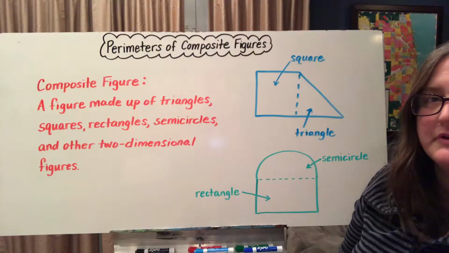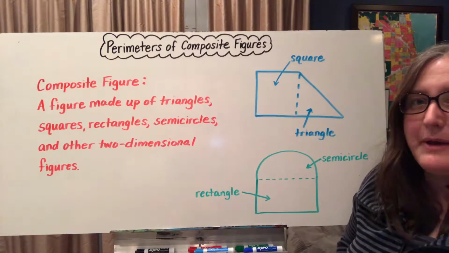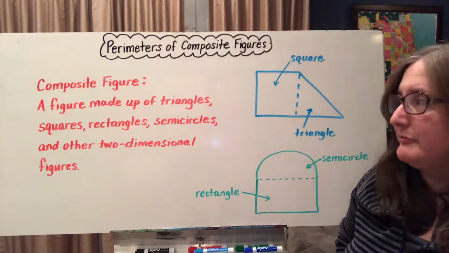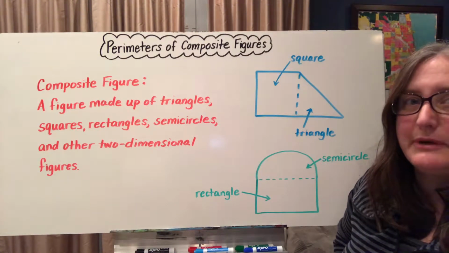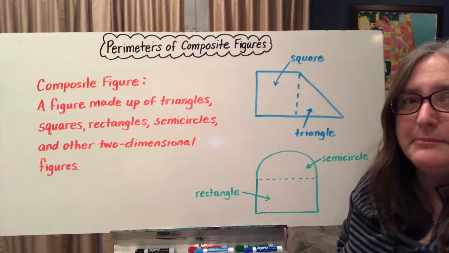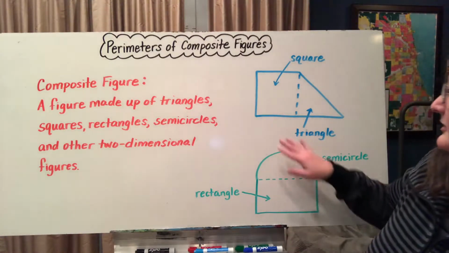This is perimeters of composite figures. A composite figure is a figure made up of triangles, squares, rectangles, semicircles, any other two-dimensional figure. An example of a composite figure would be something like this.